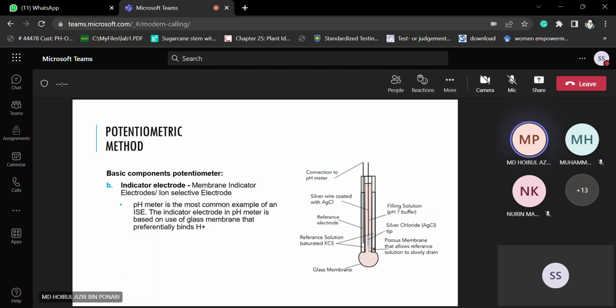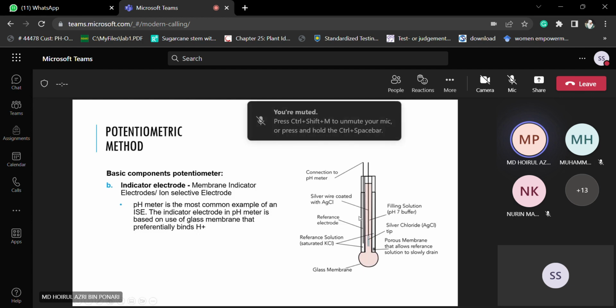Indicator electrode tu adalah glass membranes. Okay, we have two electrodes. Ingat, dalam potentiometric methods kita ada dua electrode. Satu adalah reference electrode. Lagi satu electrode dekat sini adalah ion selective electrode. In pH meter we use glass membranes. Tapi glass membrane ni bukan sebarangan glass. Glass membrane ni dia hanya very selective to hydrogen ions.